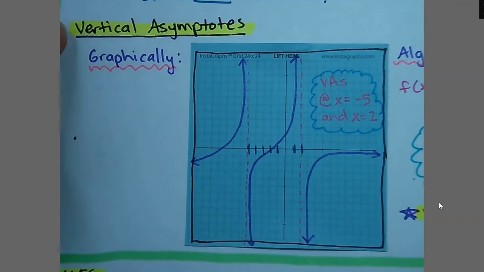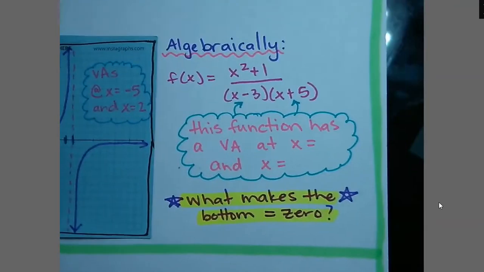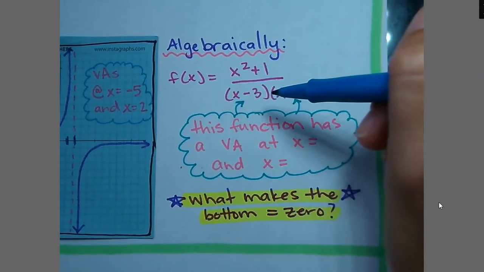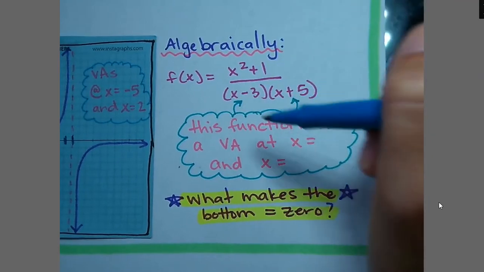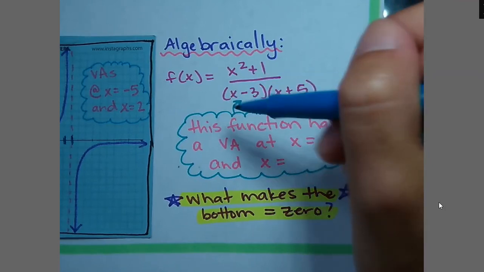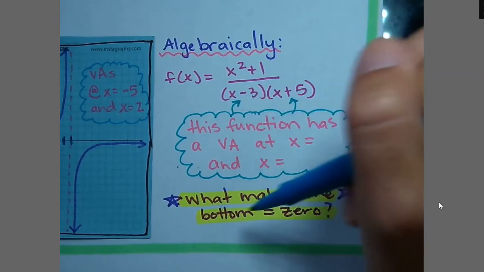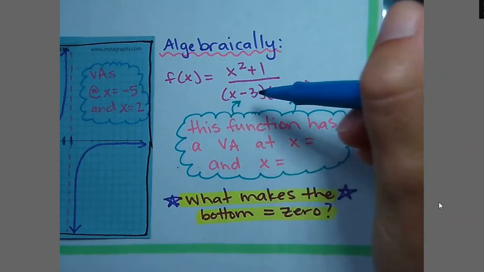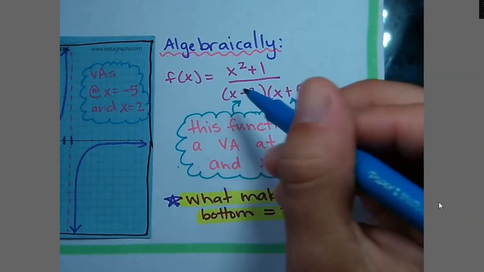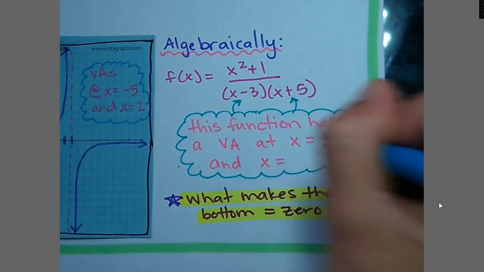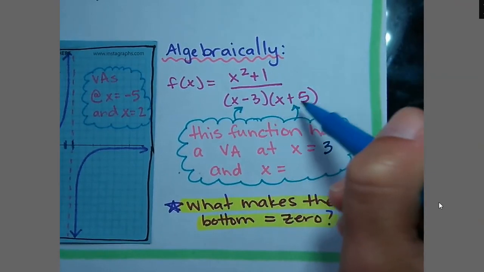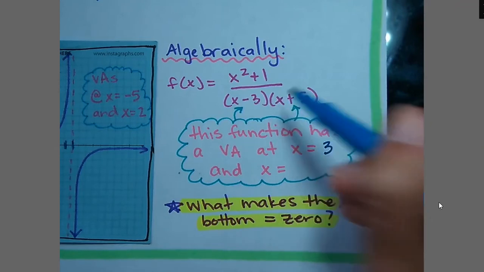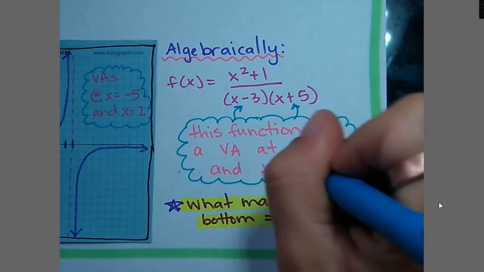Okay, so now let's look algebraically. All right, algebraically, if you have something factored, if you have factors on the bottom, then your vertical asymptotes are going to come from what makes these bottom factors 0. Okay, so what makes the bottom 0 here is +3. If I plugged in a +3 right here, I would get 0. So one vertical asymptote is at +3. And the other vertical asymptote, looking here, -5 plus 5 is 0. So since -5 is what makes this bottom 0, then it's going to be at x equals -5.